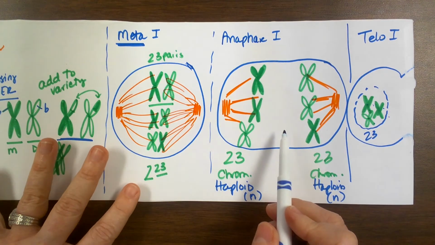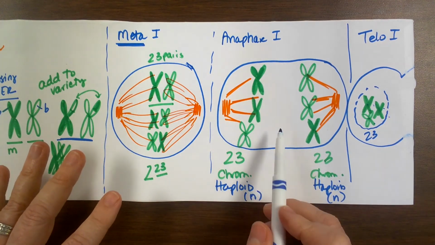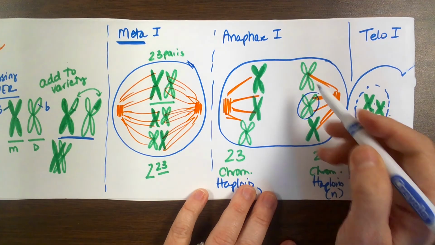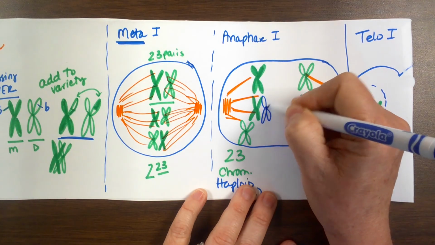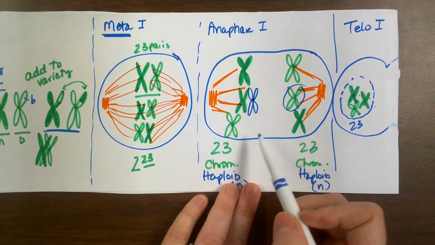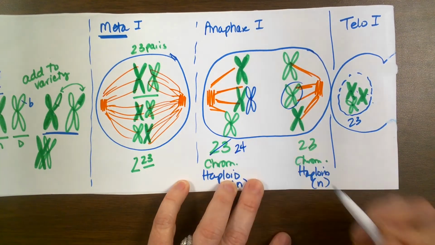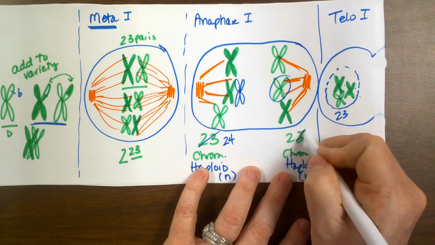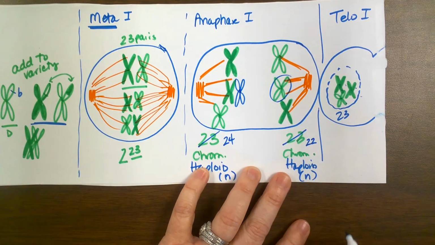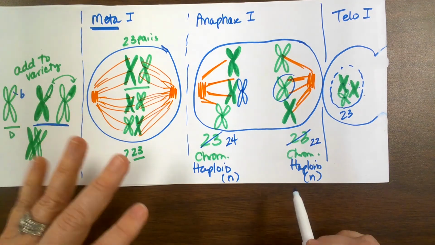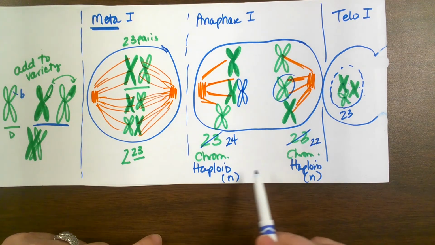If for some reason the chromosomes didn't separate equally and this chromosome accidentally comes over here with this one, then that's going to give this cell a chromosome number of not 23, but 24. And that's going to give this cell a chromosome number of 22. Not good, okay? We need it to be 23 and 23 or you're going to have problems.